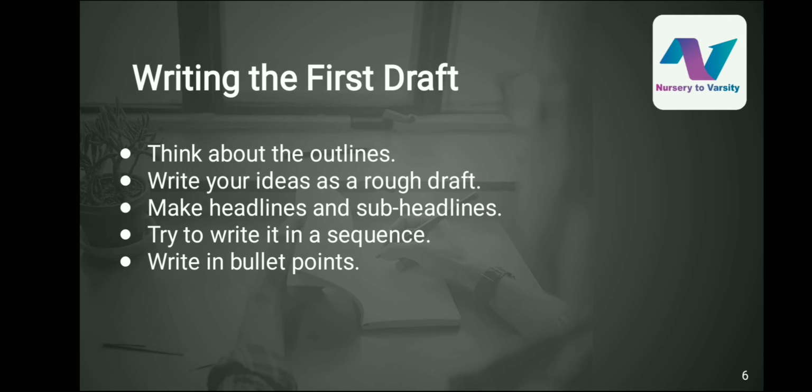Just write it very briefly, but write it in bullet points so that when you write your final draft, you get easy outlines. Just think about all the outlines which you are going to mention in your first draft so that when you write your final draft, you don't forget any of the points. I hope you understood how you should write your first draft. You just have to mention the outlines very clearly in bullet points or by making headlines and subheadlines. This is called your rough draft.